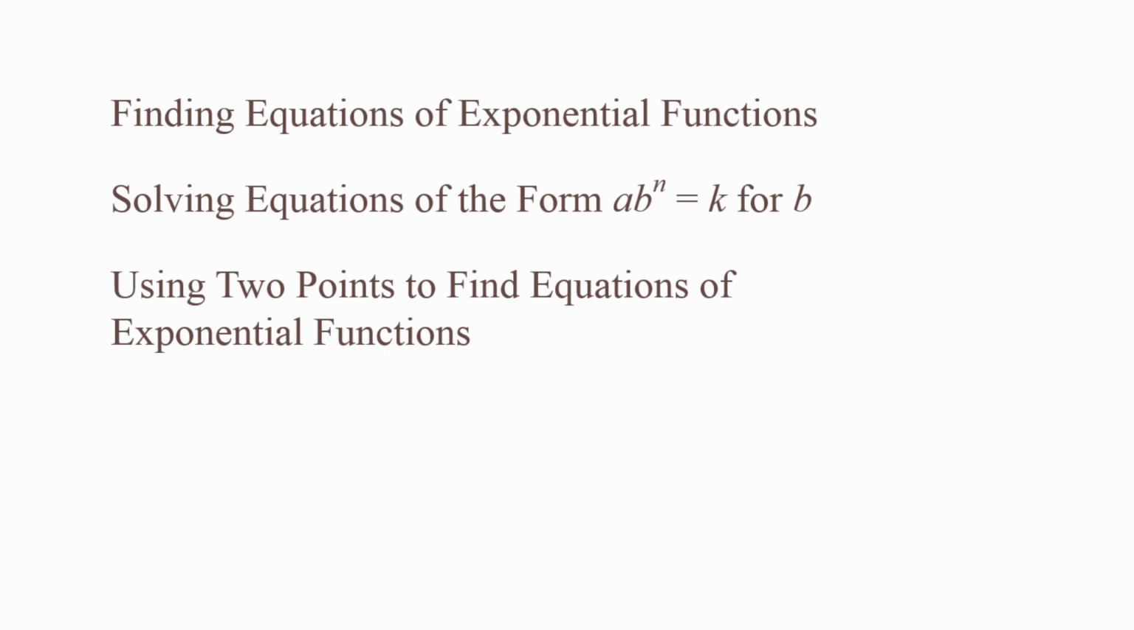Using 2 points to find equations of exponential functions. If I have the y-intercept, then I already know a. I can substitute all my given information into y equals ab to the x and solve for b. If I have 2 points and neither of them is the y-intercept, I can substitute in for x and y, create two proportions, find b, then use that value to find a.